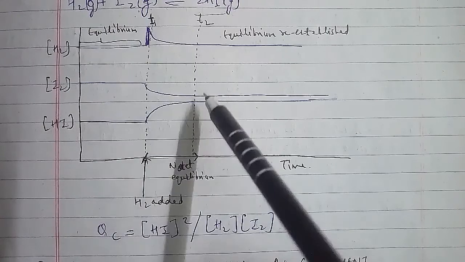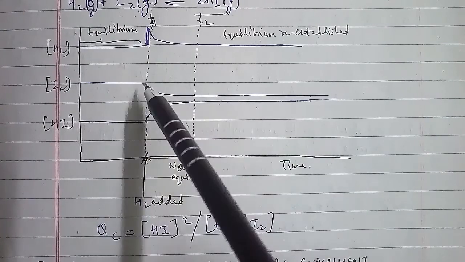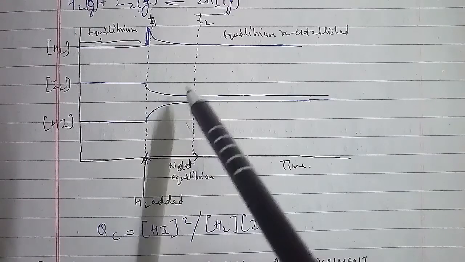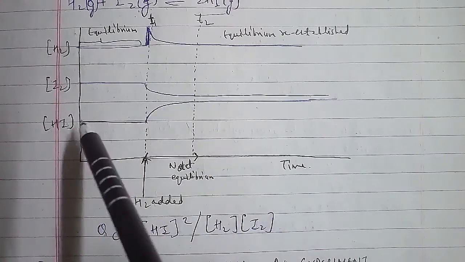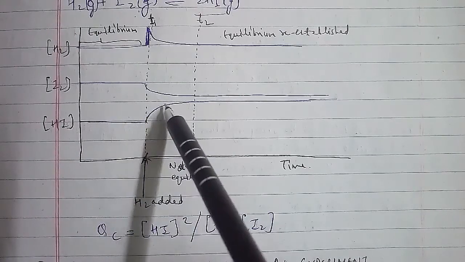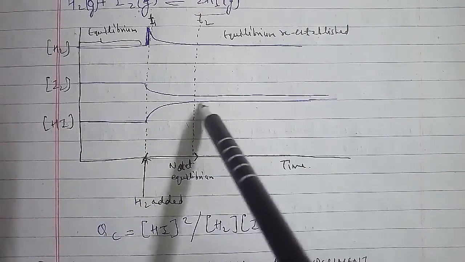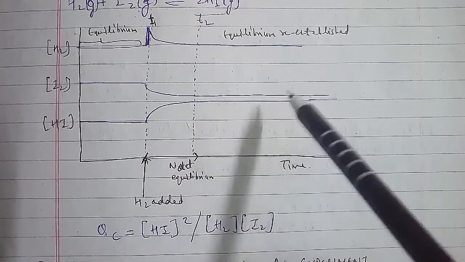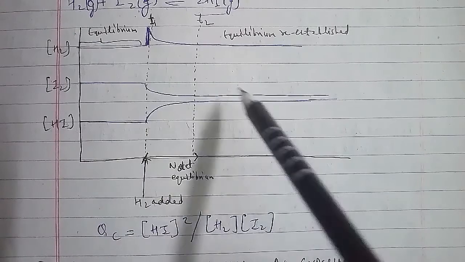This same point can be explained in terms of the reaction quotient Q, where Q equals [HI] squared, that is [HI]^2, upon [H2][I2]. With regard to that, the addition of hydrogen at equilibrium results in the value of Qc being less than Kc, and thus in order to attain equilibrium again, the reaction moves in the forward direction.